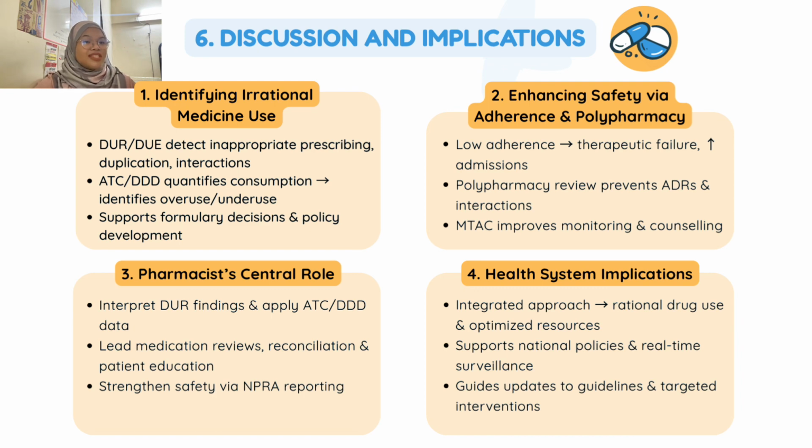Third, pharmacists are central in interpreting DUR data, applying ATC-DDD findings, counseling patients, and reporting to NPRA. Finally, when these components are integrated at the health system level, they improve resource use, strengthen policies, and support real-time surveillance for better population health.